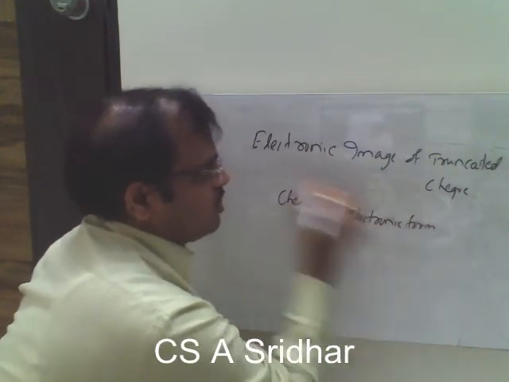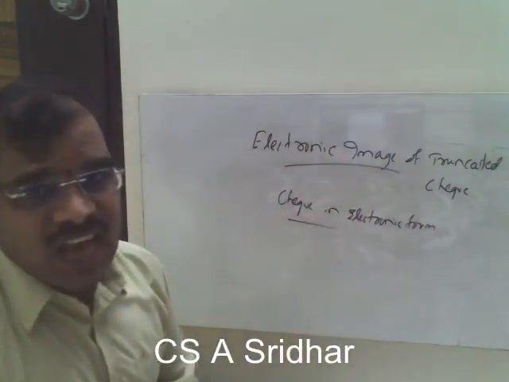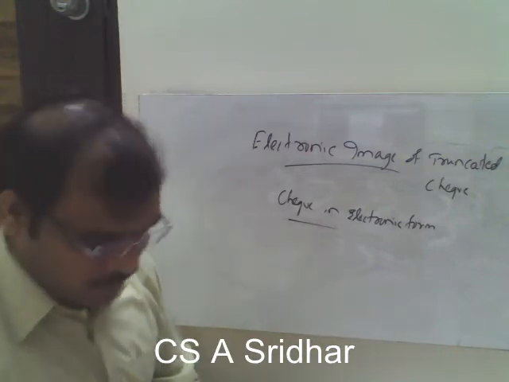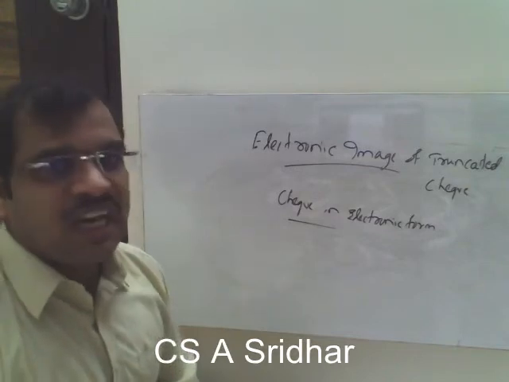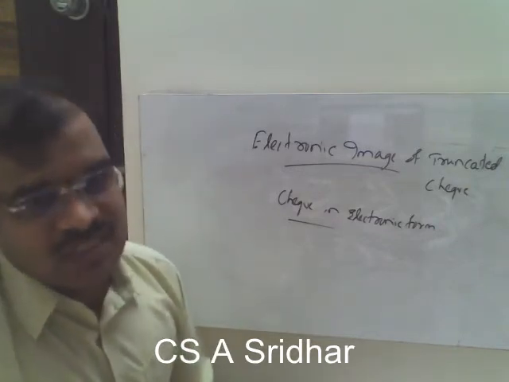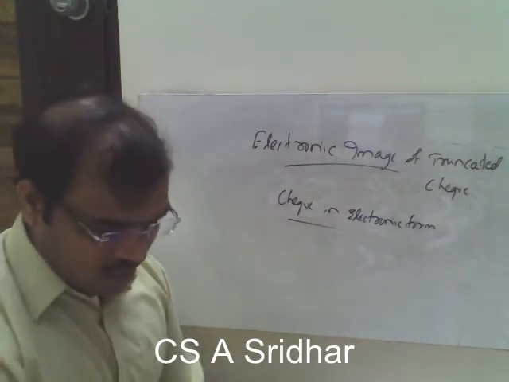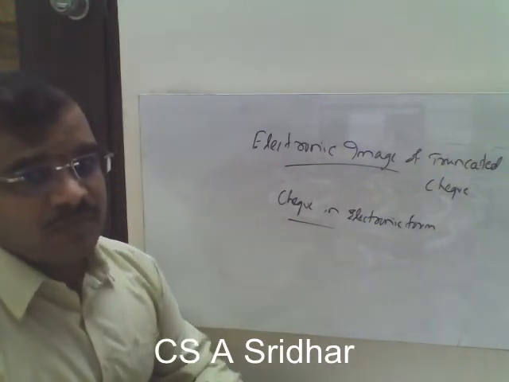So here we need to discuss two concepts. One is electronic image of truncated check and the check in electronic form. So before understanding the electronic image of truncated check, let us try to understand what is the meaning of truncating basically.